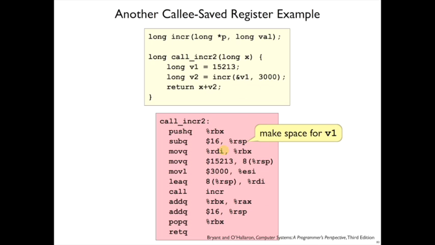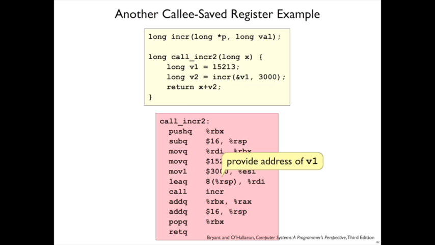Meanwhile, call_incr2 does some other things. It makes some space on the stack for v1. It initializes v1 here, and the address of v1 is the argument to increment. So we see that we use LEA here to compute 8 bytes off of RSP, moving it into RDI, the first argument to increment.